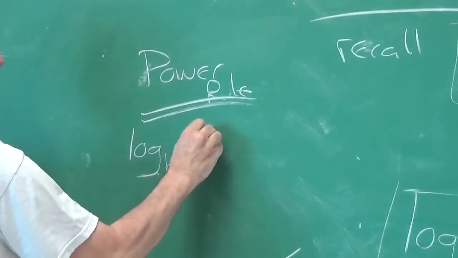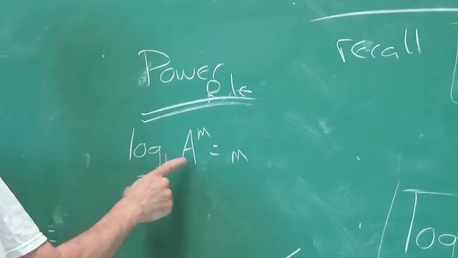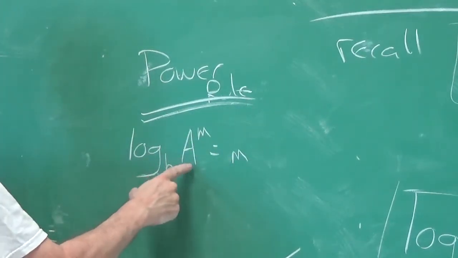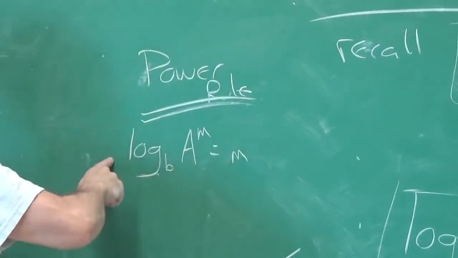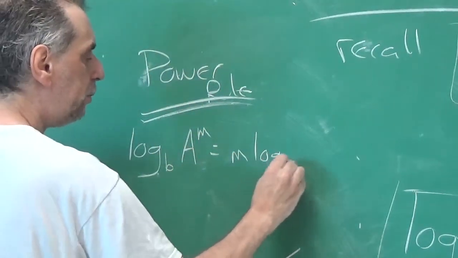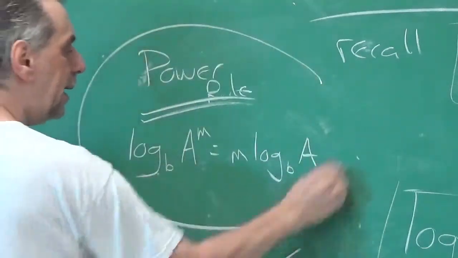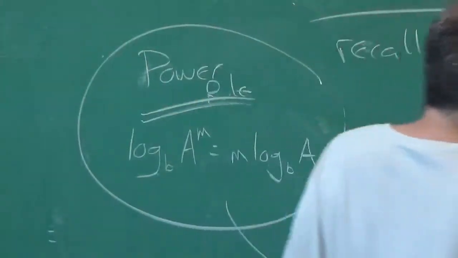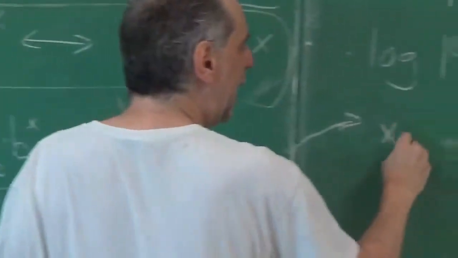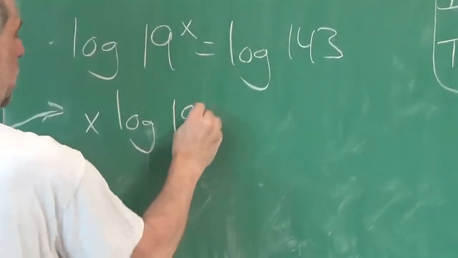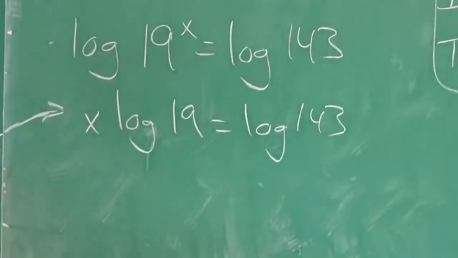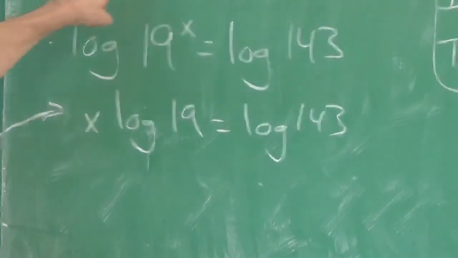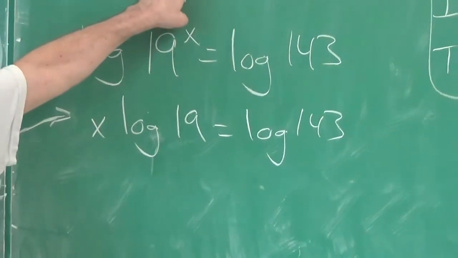Remember the power rule said if we have the logarithm of an expression raised to an exponent, we can take that exponent and bring it out in front and write it like that. That's what we're using here to bring that x out of the exponent. And now it's no longer an exponential equation. At this point, it's an exponential equation, right? The unknown is in the exponent.